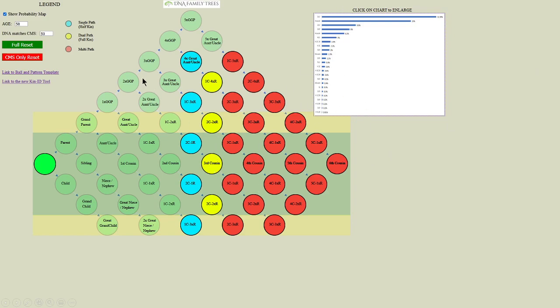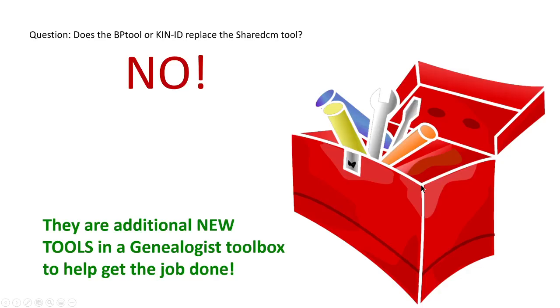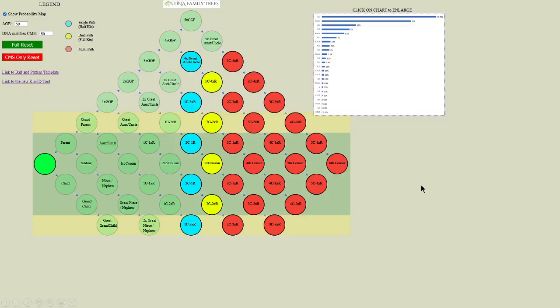Just looking at it from here to see which one, it's all kind of together. All right. The problem that some people have with the ball and pattern tool is it does bring on everything in here in red. That's multi-path connections. Yellow is dual path connections, and blue is single path connections. And that's kind of a new concept.